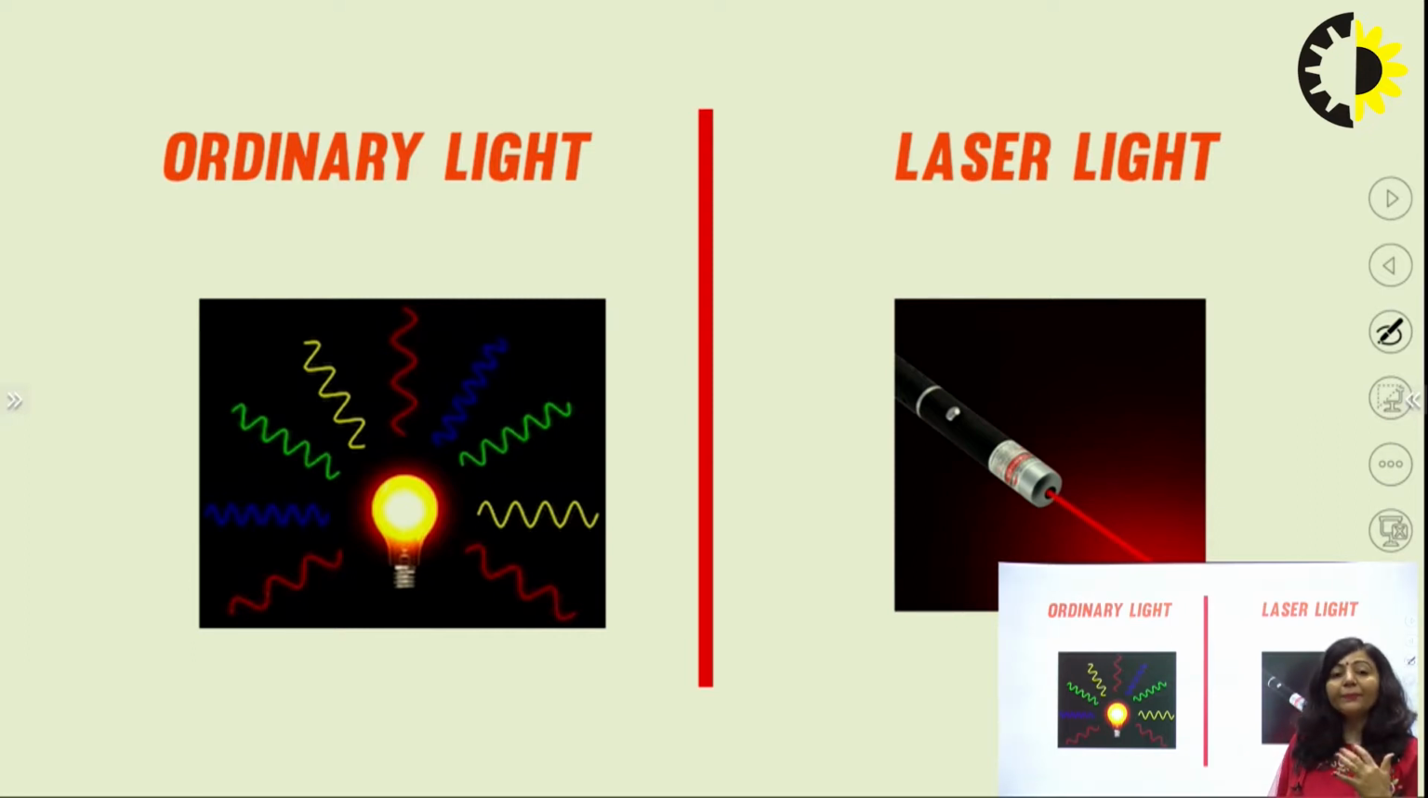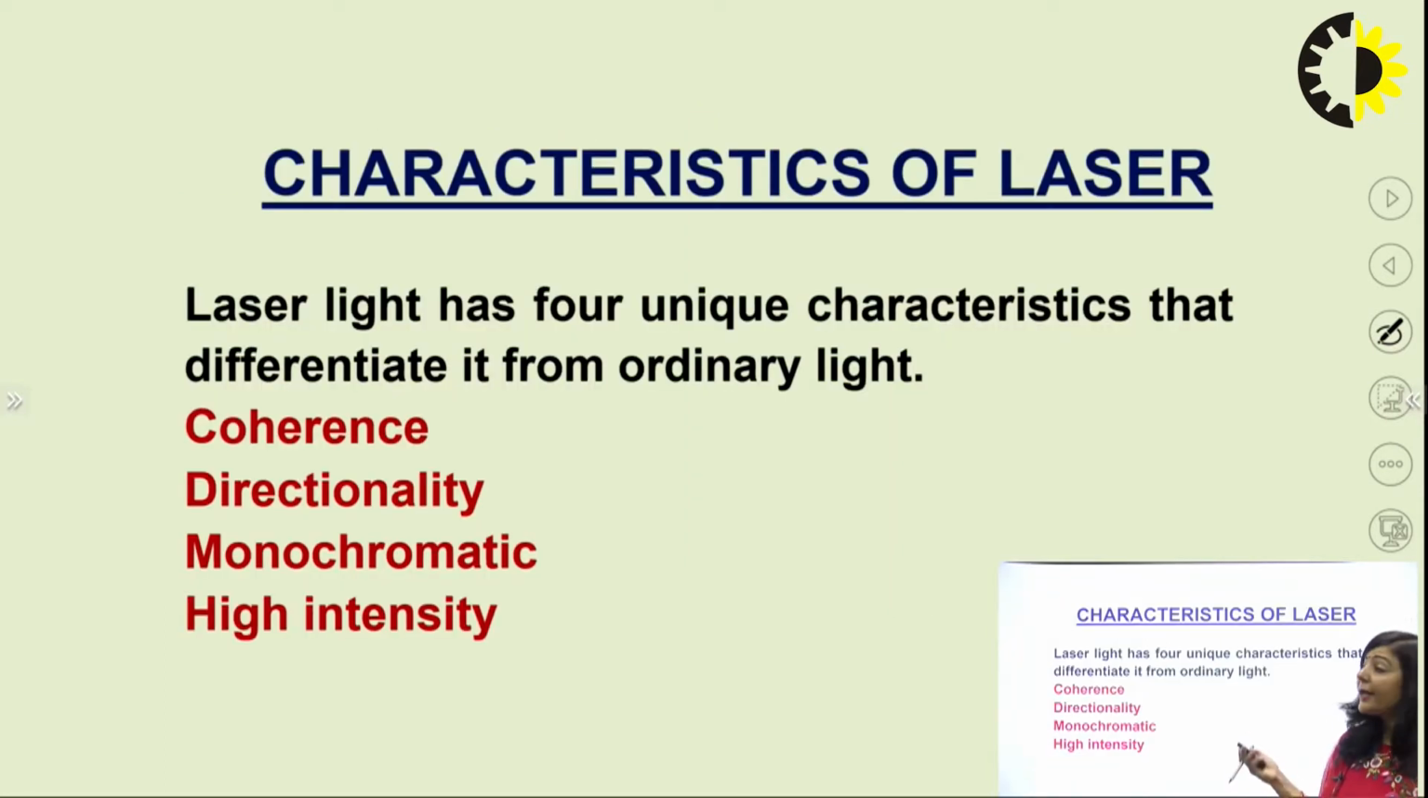So some features or characteristics make laser light very popular as compared to ordinary light sources. Let's discuss those major characteristics. There are 4 characteristics which make laser light very much superior to ordinary light sources. The first and the most important one is coherence. As you know, the meaning of coherence is that the light rays coming from a coherent source have either zero phase difference or constant phase difference.